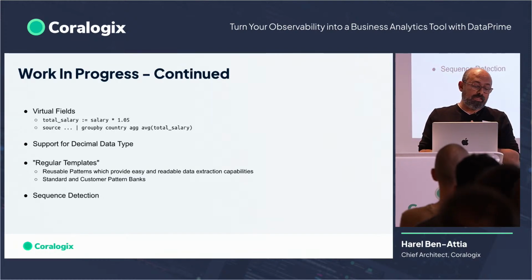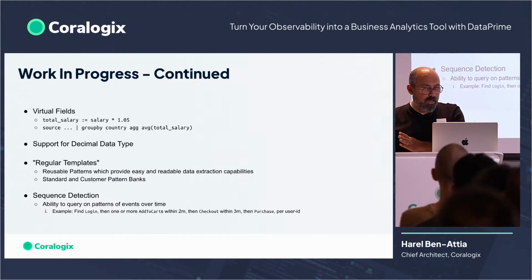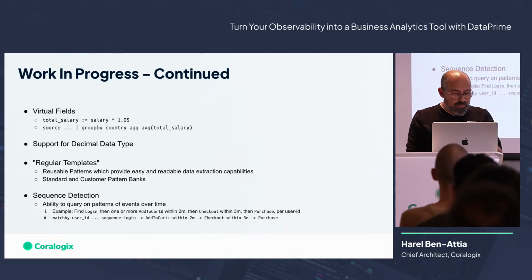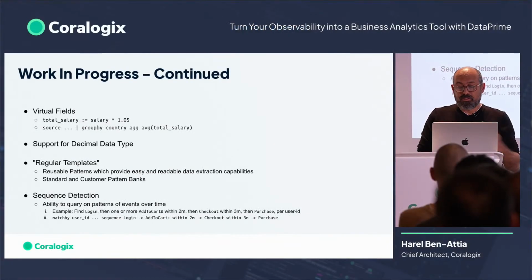And last but not least, a very amazing feature that we're working on, sequence detection, the ability to detect patterns of events over time. For example, find a login, then one or more add to cart within 2 minutes, then check out within 3 minutes, then purchase, and all of this per user. This is an example from the RFC that we've created for the syntax, being able to actually define patterns over time and not inside a single event.